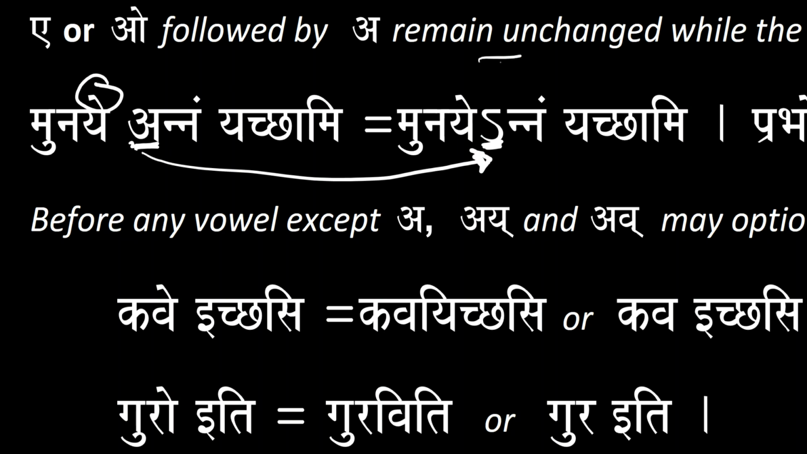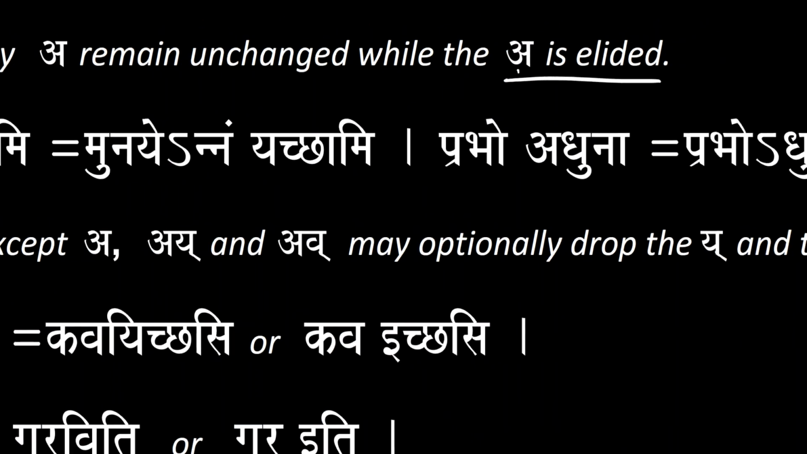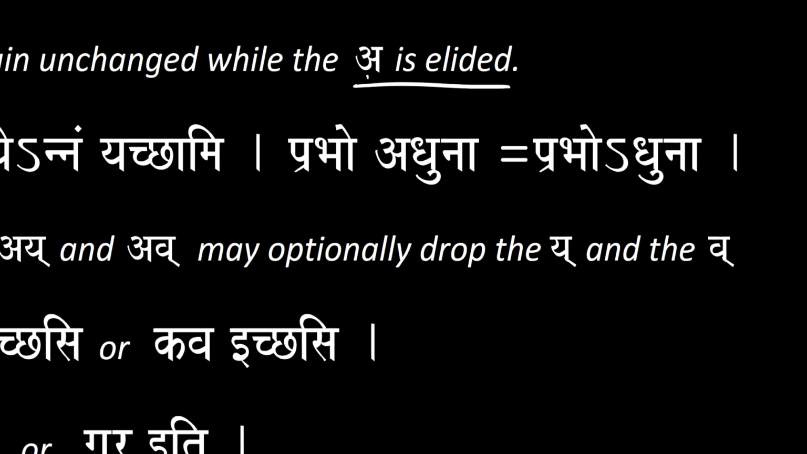I like to think about, and this is the elided sign, this S-looking figure. It doesn't really have a pronunciation. I like to remember what it stands for. I like to think about it as an S for silence. A silent letter. And another example, you have prabho adhuna becomes prabho 'dhuna. So this o, again, is followed by an a. This a becomes elided, so it's silent. This o remains the same, and you have prabho 'dhuna.